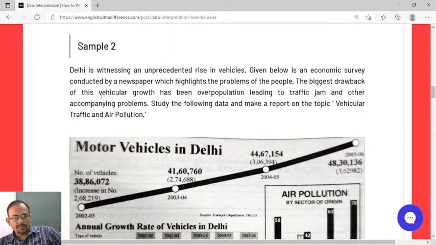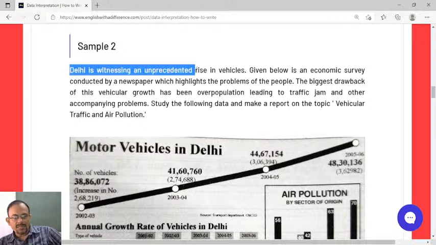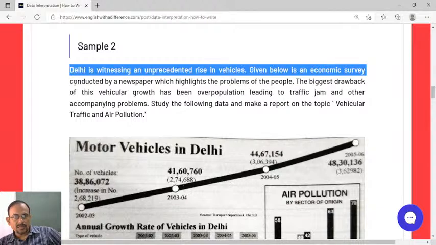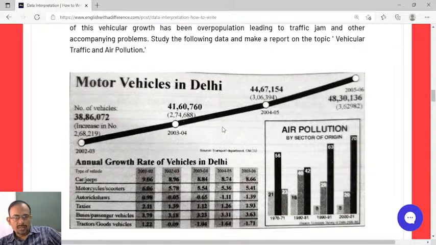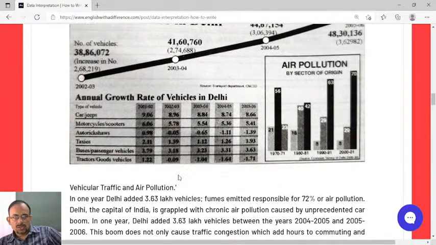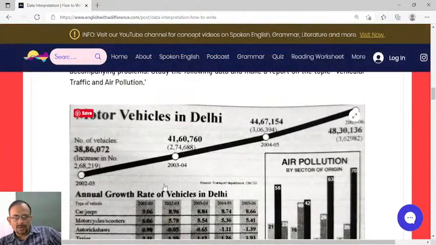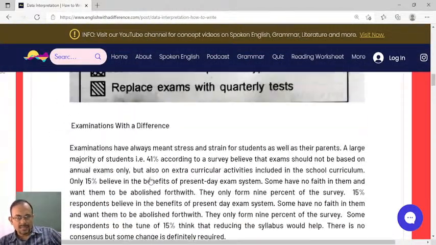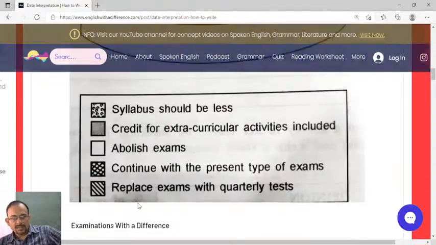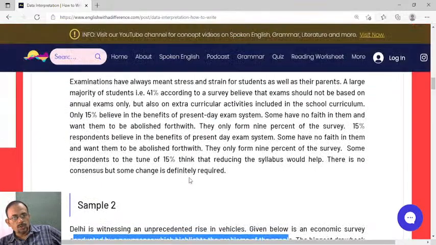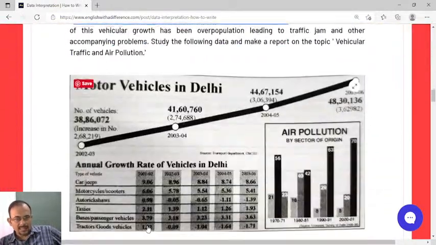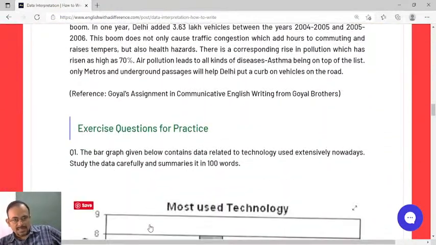Then you can see here, Delhi is witnessing an unprecedented rise in vehicles. Given below is an economic survey conducted by a newspaper which highlights the problems of the people. Here you can see motor vehicles, annual growth rate. This is a bit complex. Of course, you will not get complex data, you will get easy data like this. Please go through these two data analyses to understand how it is written.